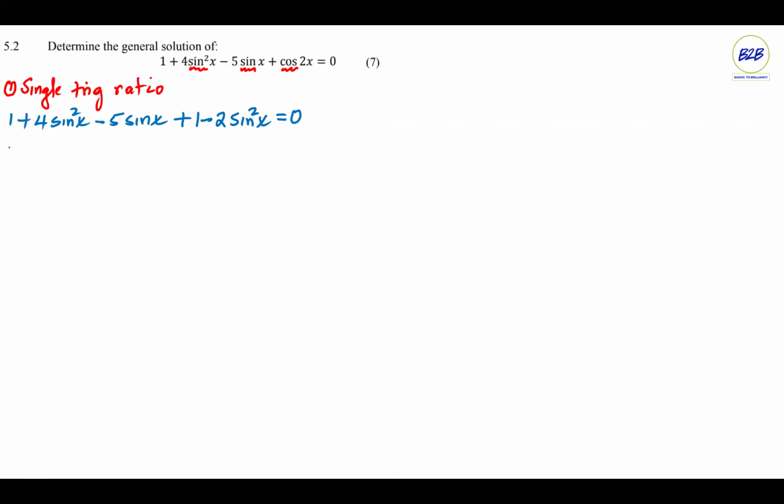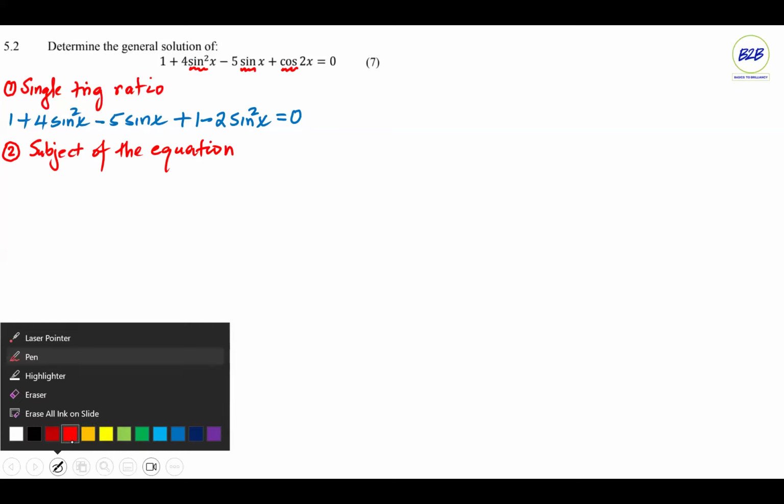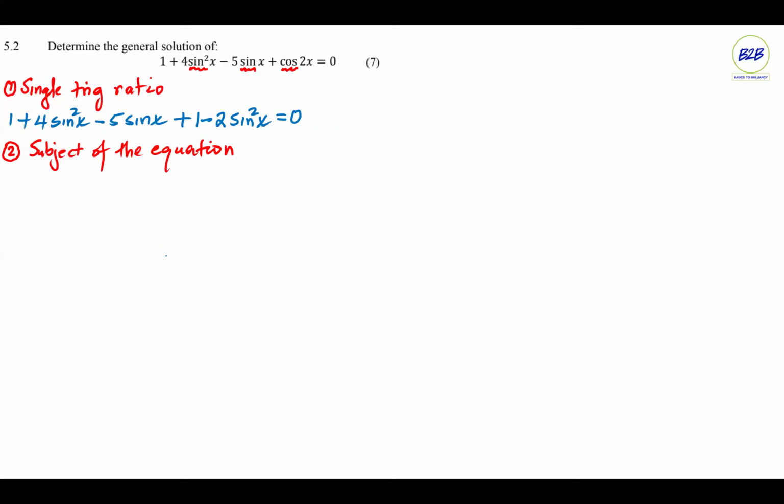Then let us move to the second step of our 5-step method. What is that step? We must make the trigonometric ratio here, which is sine in this case, the subject of the equation. Remember, there is a question of what are we going to do? This is what we are going to do. Make sine x the subject of the equation. Then there is a sub-question of how are we going to do that?